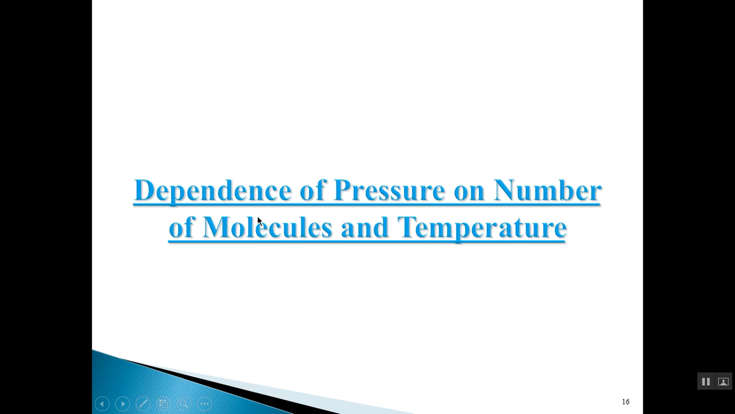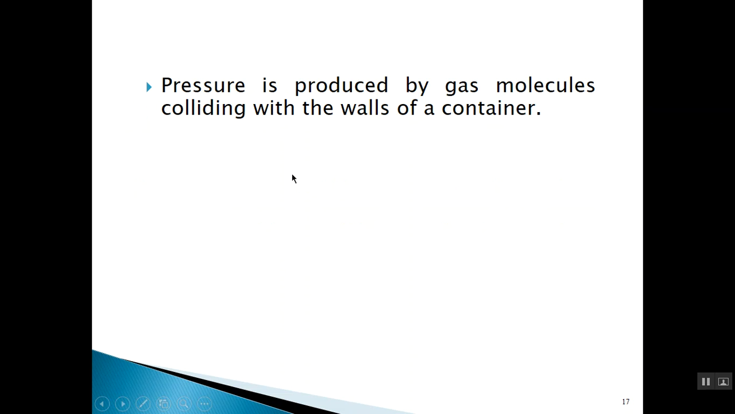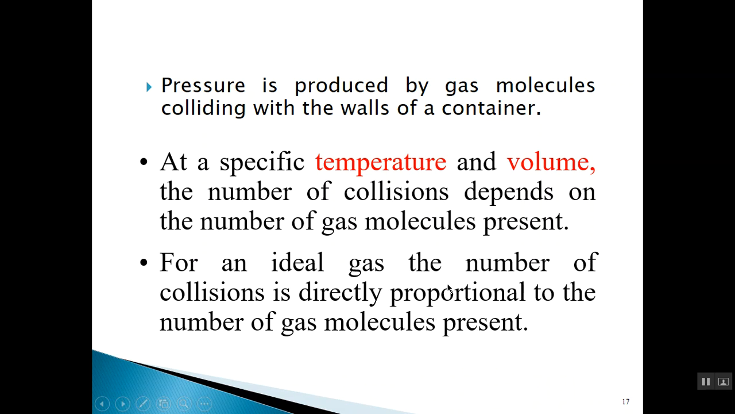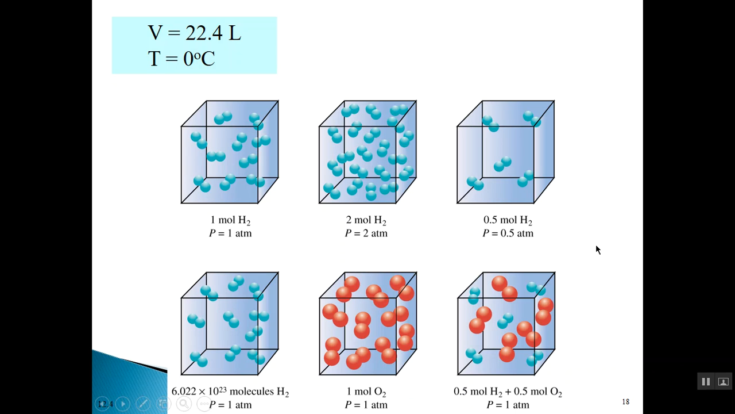Okay, we talked about the dependence of pressure on the number of molecules and temperature. We said that pressure, of course, is exerted by gas molecules continuously colliding with the walls of the container. So if you have a gas at a specific temperature and volume, the number of collisions will be dependent on the number of gas molecules present, as we said before. All right? So for an ideal gas, what you'll find is that the number of collisions is directly proportional to the number of gas molecules present, and that, of course, will be directly proportional to the pressure that is exerted on the walls of the container.